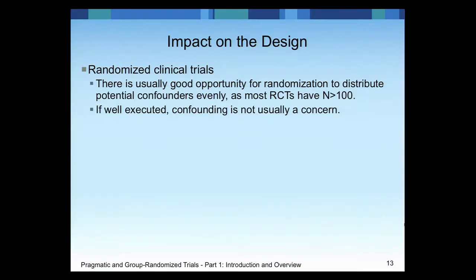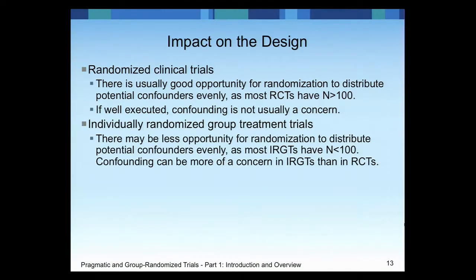Let's talk a little bit about the impact on the design of whether we're randomizing individuals with no interaction, or randomizing individuals who then have interaction, or randomizing groups. And we'll start with the randomized clinical trial. Here we've randomized individuals, and those individuals have no interaction with one another post-randomization. There is very good opportunity in most such randomized clinical trials for randomization to do its job, and that is to distribute potential confounders evenly across the conditions. And that's because most randomized clinical trials are large, with sample sizes in excess of 100, often in excess of 1,000. If they're well executed, confounding is not usually a concern in these kinds of studies.